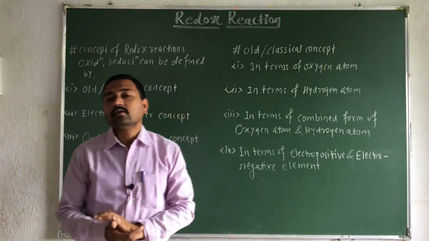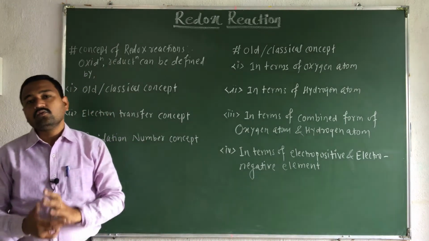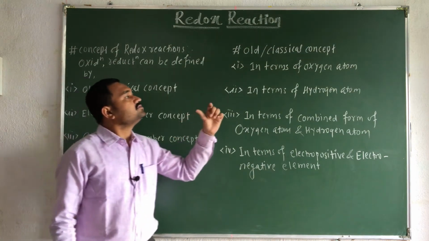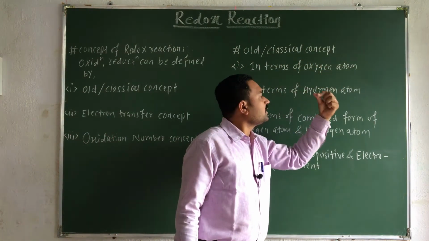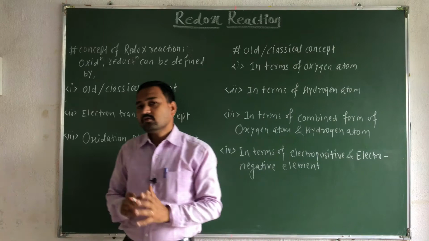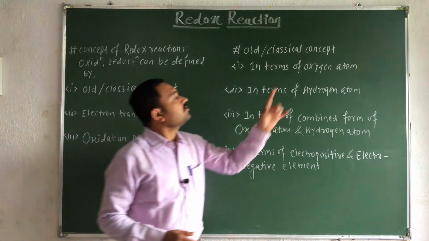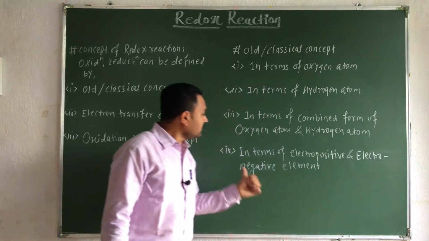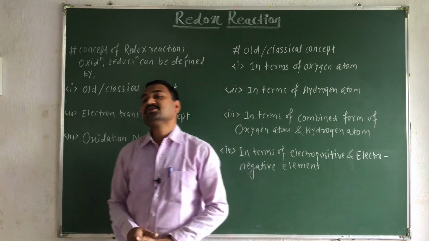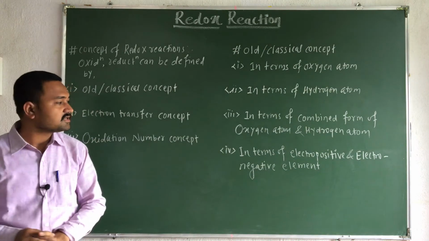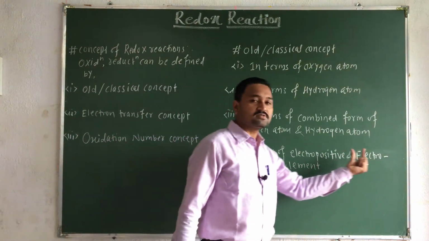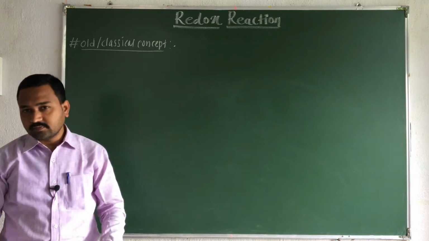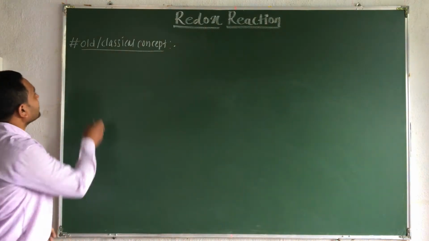In this old and classical concept, we can define the oxidation and reduction reactions by using the oxygen atom, by using the hydrogen atom, and then we will combine the definitions of the oxygen atom and the hydrogen atom in the combined form. Lastly we can define the oxidation and reduction reactions by the classical concept in terms of electropositive element. So now we can start with the old and classical concept in detail. We will start with the first.